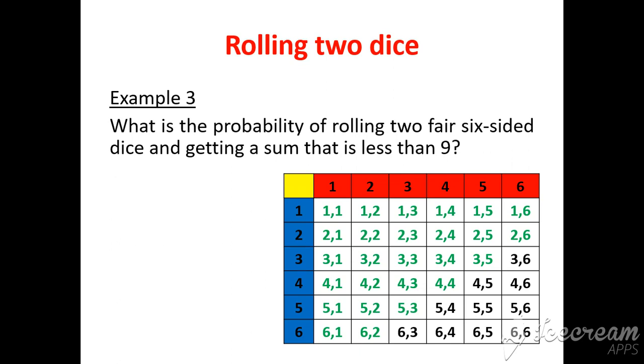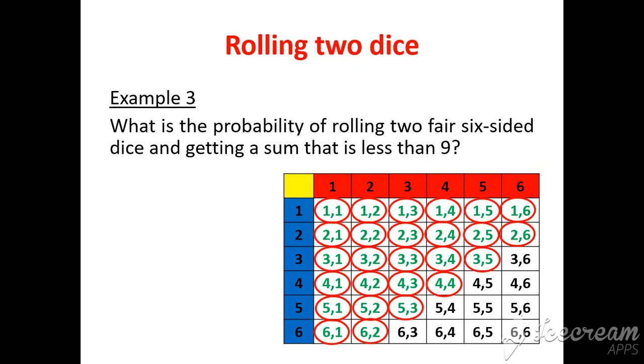So see that option of 6 and 3? Can't have that because that adds up to 9, and we need to be less than 9. So we need to be 8 or less. Right, I've counted them all up. And I think there are 26. So 26 chances out of 36.